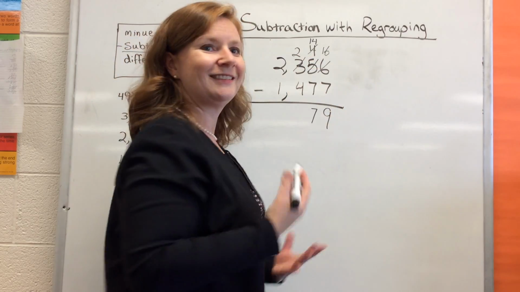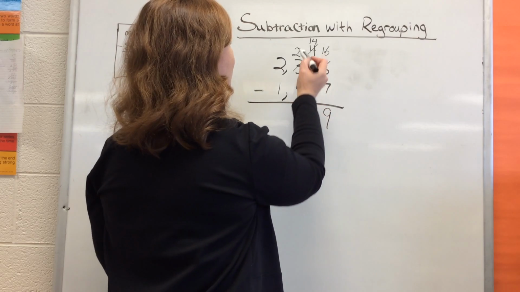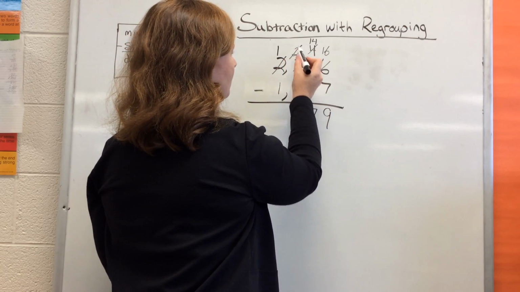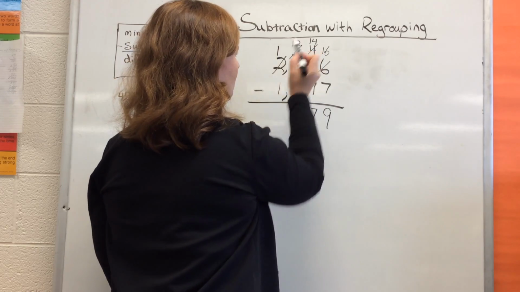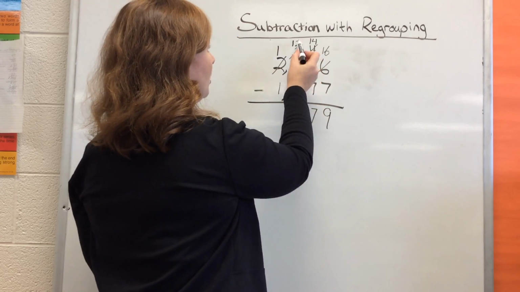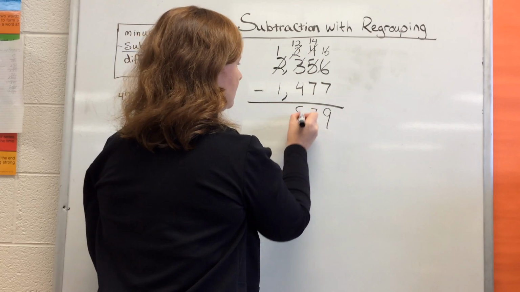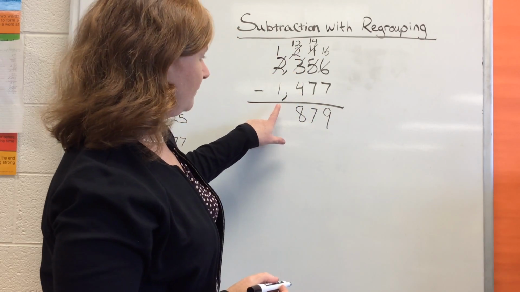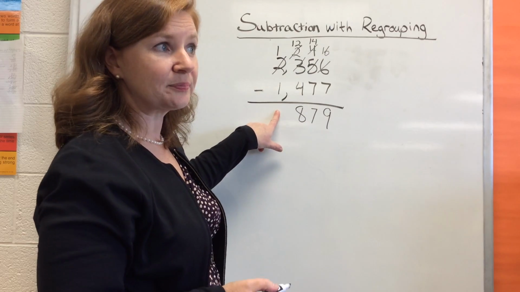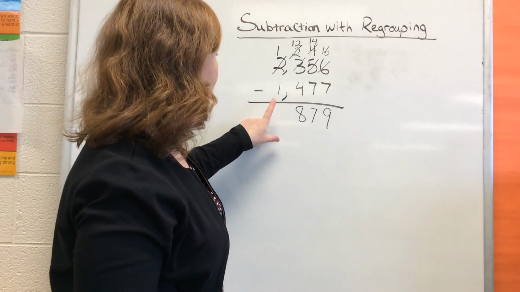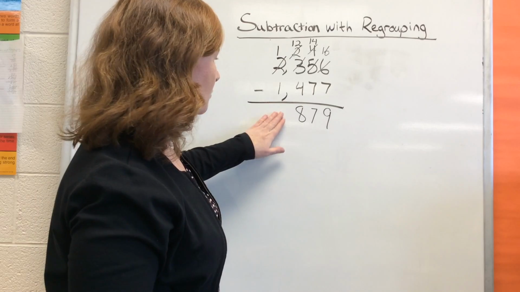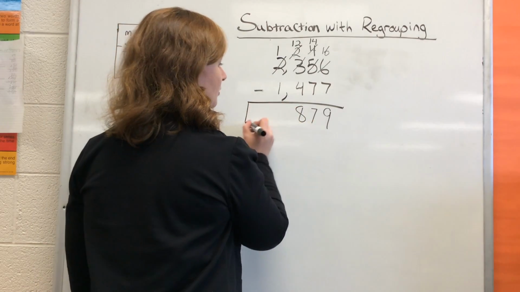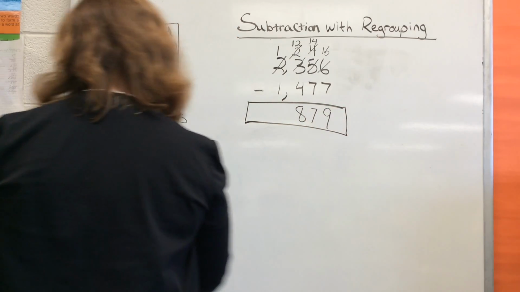2 minus 4, can't do it. 4 is bigger than 2. Cross off 2 numbers. This one becomes smaller. This one gets bigger, putting a 1 in front of the 2 to make it a 12. 12 minus 4 is 8. And 1 minus 1 is nothing. If the far left digit in your whole number is nothing, is 0, then you don't need to write it in your difference. So my difference is just 879.